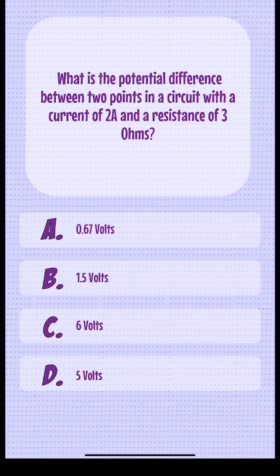Okay. We've got a small calculation here. What is the potential difference between 2 points in a circuit with a current and a resistance? So we've got potential difference V, current I, resistance R. What do you think the answer is? Yes, people are getting it. So you'll do the equation V is equal to IR. So you'll do 2 times 3, which gives 6. Amazing. Well done, guys. So the answer is C.